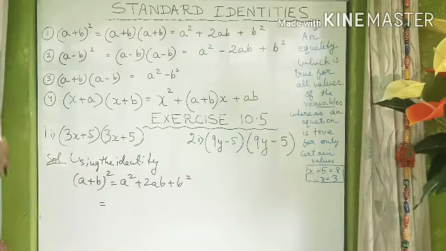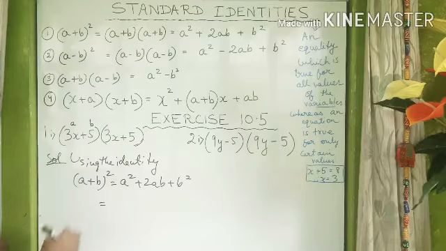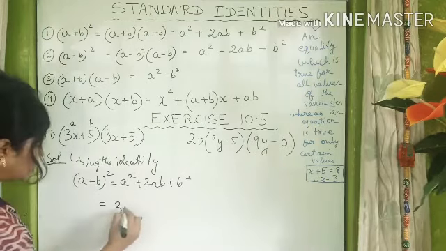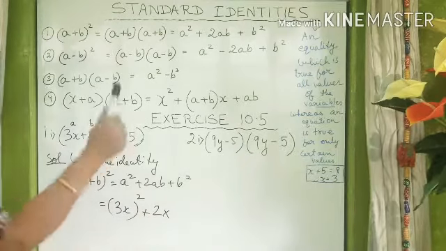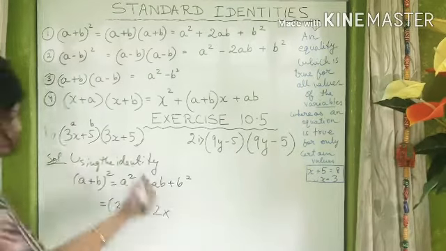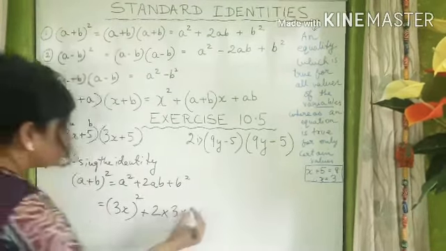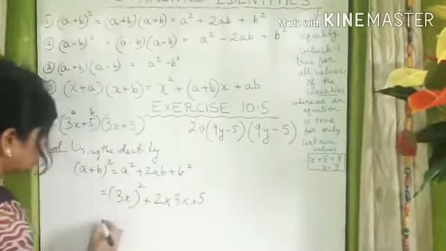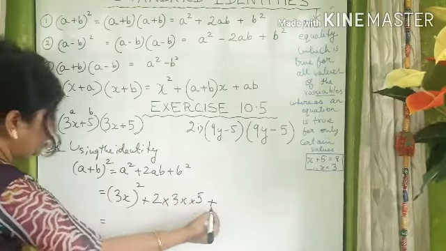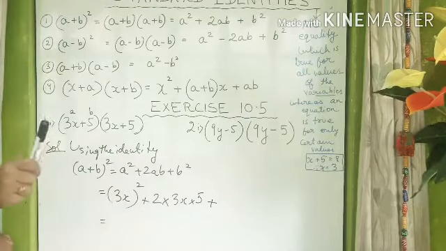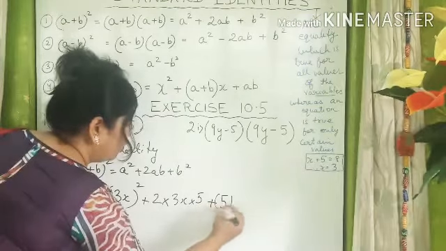Now the first is a square. This is your a and this is your b. So a square means (3x) whole square plus 2ab means 2 into a into b. So 2 into a means 2 into 3x into b. b here is 5, so into 5. The next step, plus b square. What is my b? My b is 5. So plus (5) whole square.